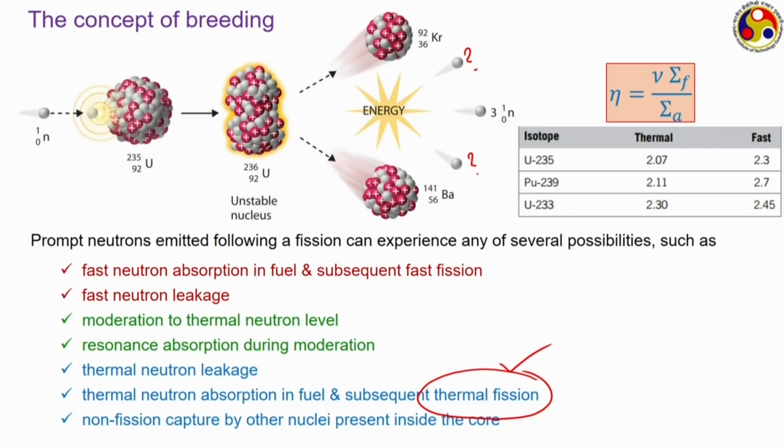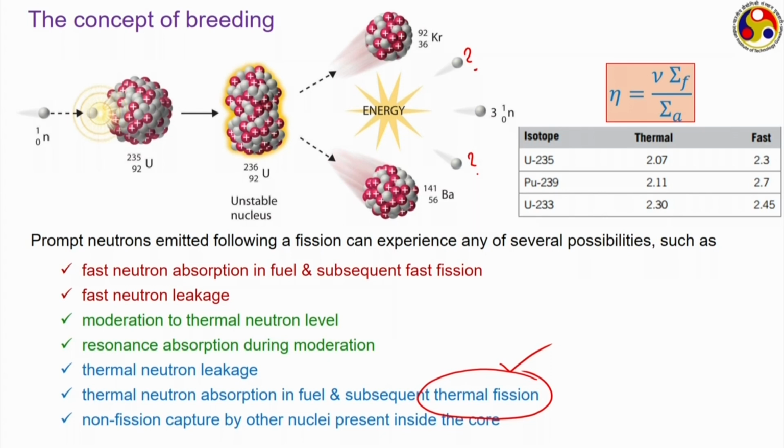But then the question is, what will happen to the remaining 2? As you can see, they can leak out of the core either in the form of fast neutrons or thermal neutrons. Moderation is actually an intermediate step. So, during the moderation process, they can also get absorbed because of resonance absorption, and they can also get captured by the other nuclei present inside the core.